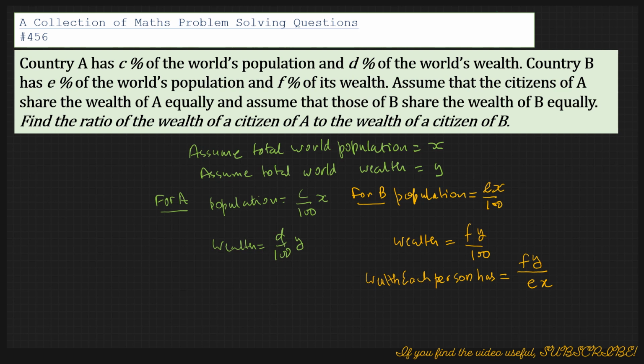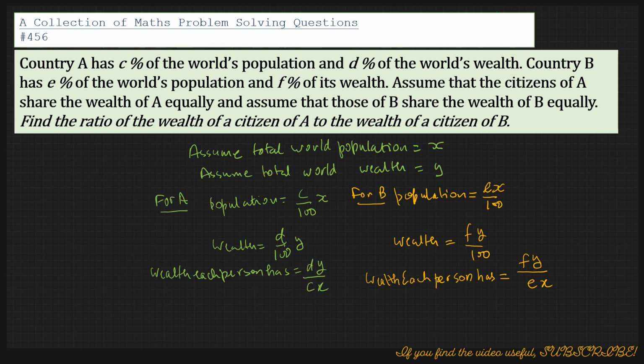And for A, we write the wealth each person has would be DY out of CX. So then now I'm writing it here, so that would be DY out of CX.